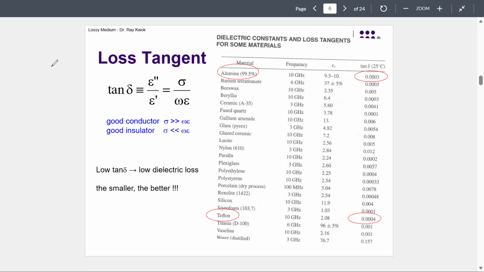Yes, different types of ceramic. There are so many different types of ceramic. We use a lot of ceramic because we have the ability to change its properties to get different dielectric constants, different temperature coefficients, and different loss tangents. So there's a whole science in this.